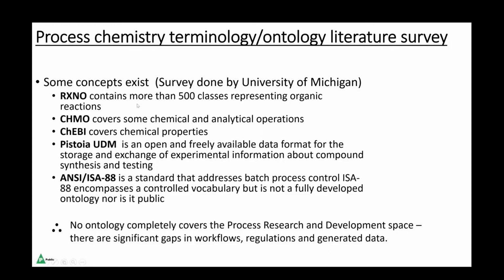Additional work was also done by Oliver at the University of Michigan to assess what already exists in terms of ontologies. And here are the top 5 that were found. The RxNO ontology is a comprehensive list of chemical reactions, but it doesn't address reaction metadata at all. CHMO is a fairly comprehensive ontology that Allotrope itself has leveraged many times, but it's focused on the analytical scale and does not address process chemistry workflows. ChEBI covers chemical properties, but not chemical reactions. The Pistoia UDM project was very interested in describing reactions, but again, it doesn't address process chemistry workflows.